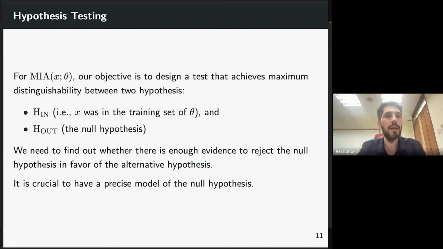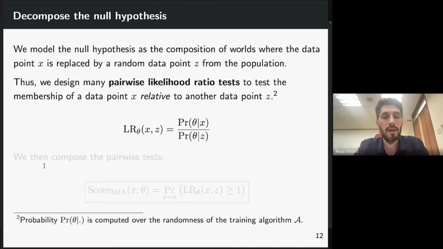So here is our main idea, and this is the construction of ARMIA: instead of assuming one single world, one average case null hypothesis, we decompose it and say that, if X was not part of the training set of theta, some other data points were replacing X, perhaps. So it could be that if X was not chosen, some other data point Z was chosen instead of X, where that Z data point, that alternative point, was essentially sampled from the population.